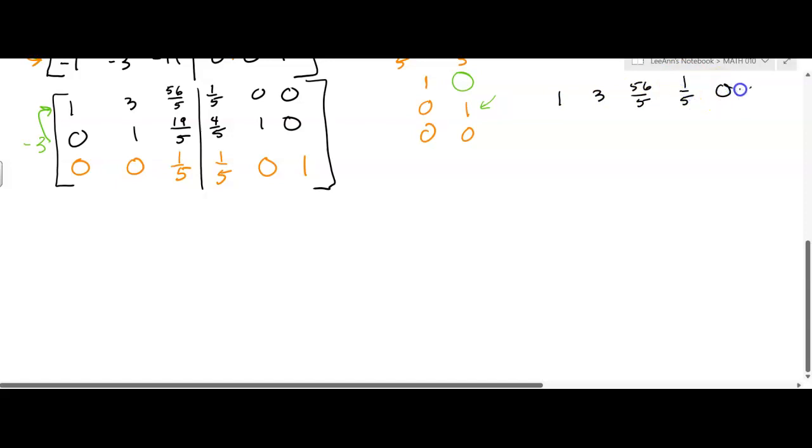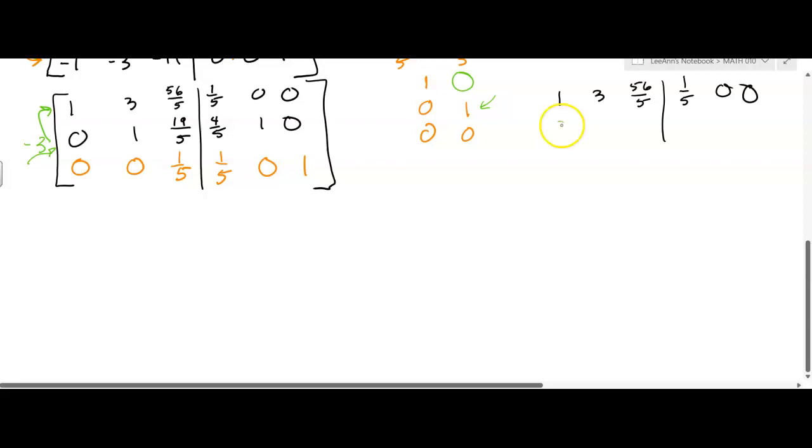Okay, so we wanted a 1, 0, 0, and we got that. And we also have a 1 and a 0, but we would really like this to be a 0. So it's very convenient that that is a 1, because now we can multiply by -3 and add it to that row. Now, my little drawing there is kind of in the way. That's okay. So my top row is 1, 3, darn it, I like to color coordinate these. 1, 3, 56 over 5, 1/5, 0, 0. And then I'm going to be adding this row multiplied by -3.